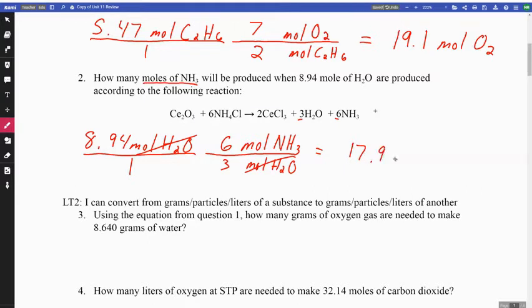17.9 moles of NH3. There we go. That's what we get. Okay? Good.